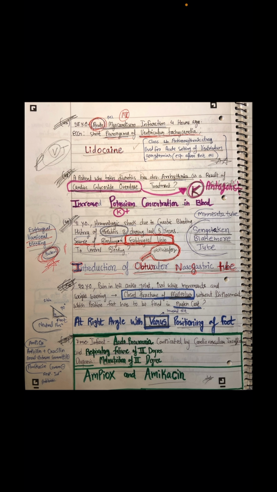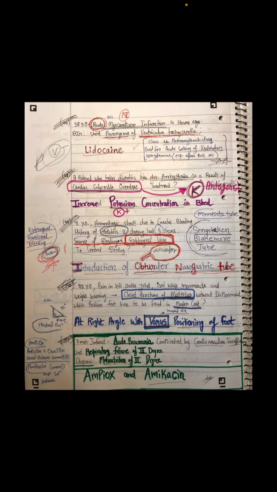In the first video, I have shown the introduction of the obturator nasogastric tube. You must watch it over there. We are going to introduce a nasogastric tube through the esophagus of the patient and inflate the balloon so that the bleeding can be stopped. So this is the best choice of treatment here.